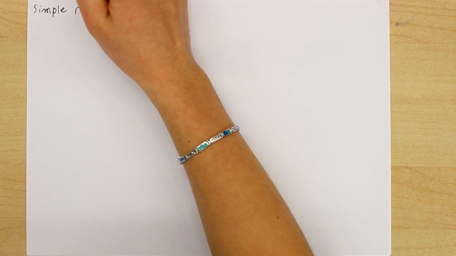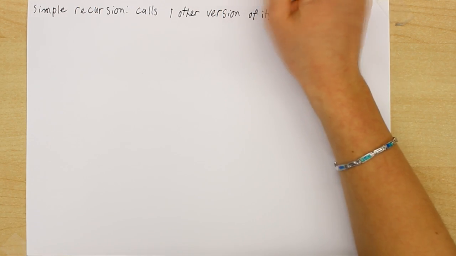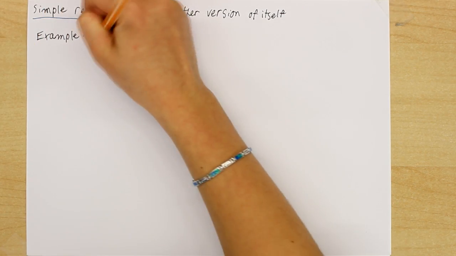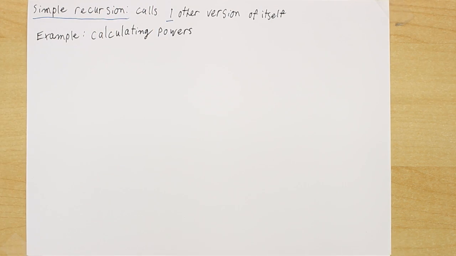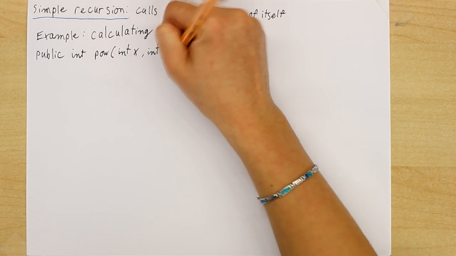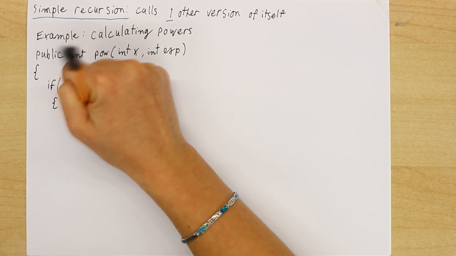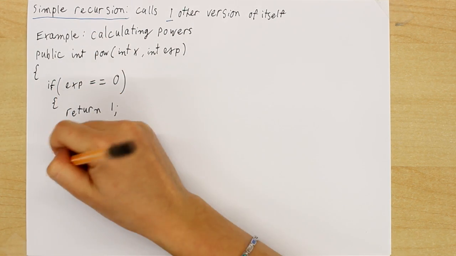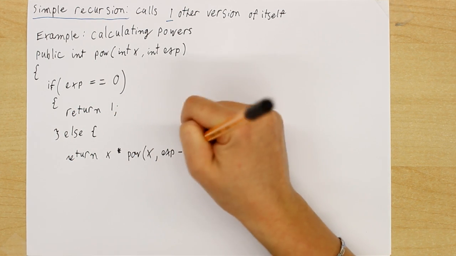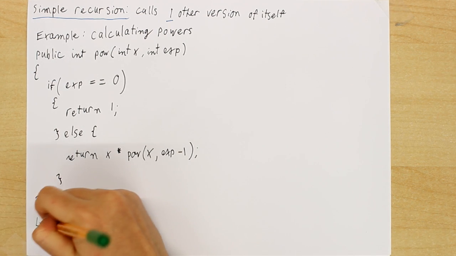Simple recursion is a form of recursion which calls one other version of itself. So a method will call itself one more time. An example of this is calculating powers, for example. You could have a method public int pow of int x and int exponent. So x is the number which you will raise to a power, and exponent is its exponent. So here you know that if the exponent is equal to 0, the result is just going to be 1. In any other case, you know that the result is going to be x times x to the power of 1 less than what it was.